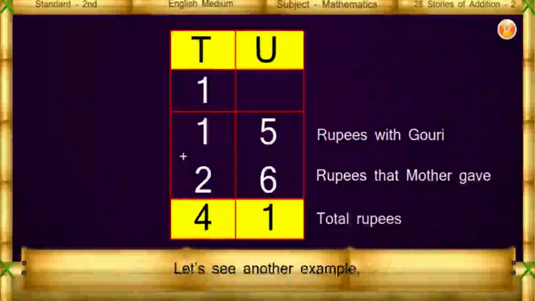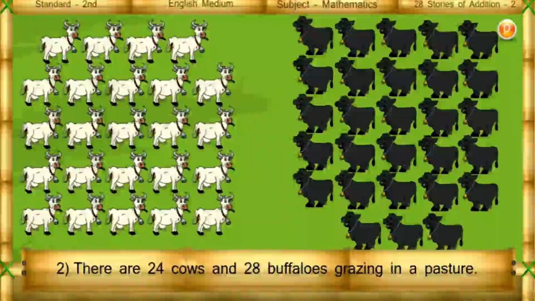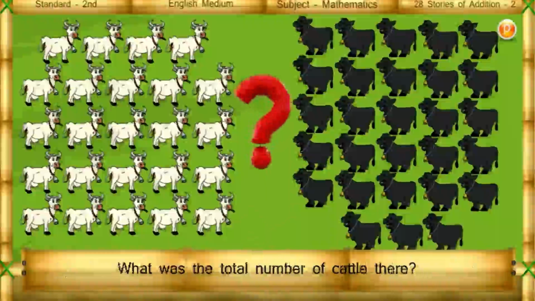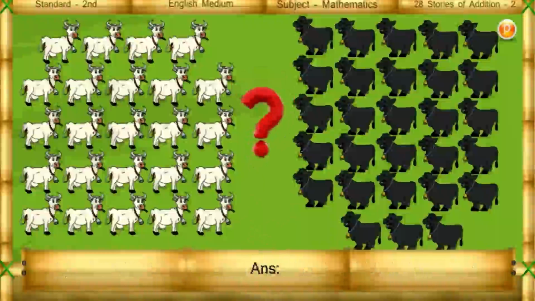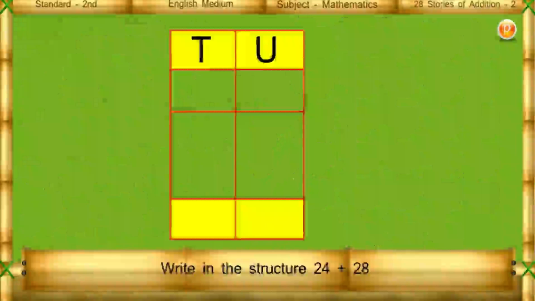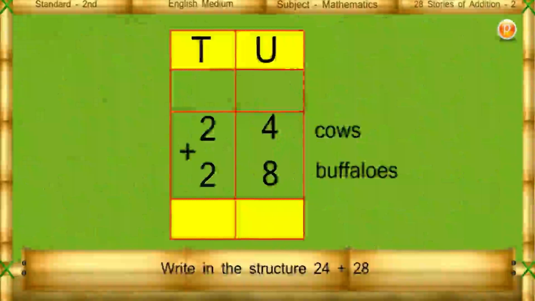Let's see another example. 2. There are 24 cows and 28 buffaloes grazing in a pasture. What was the total number of cattle there? Answer. Write in the structure 24 plus 28.